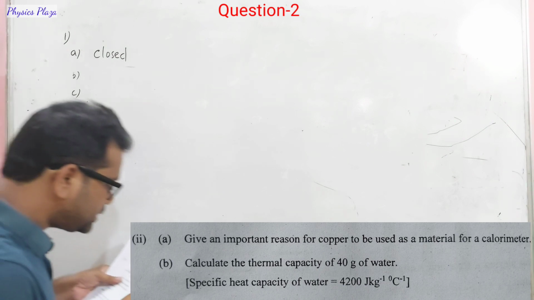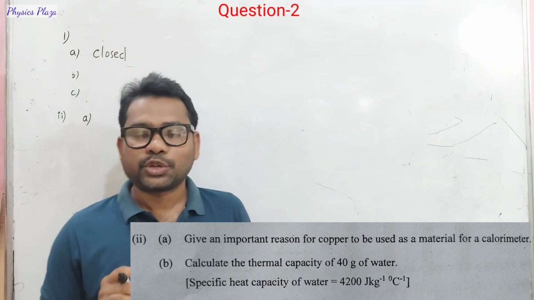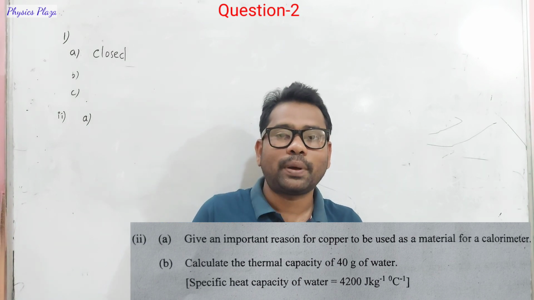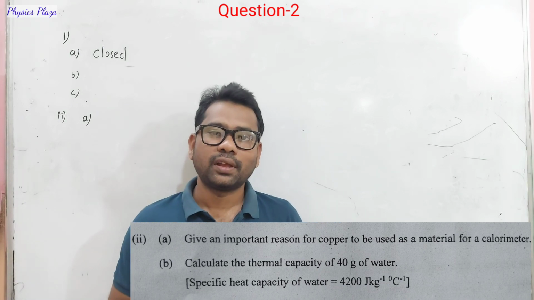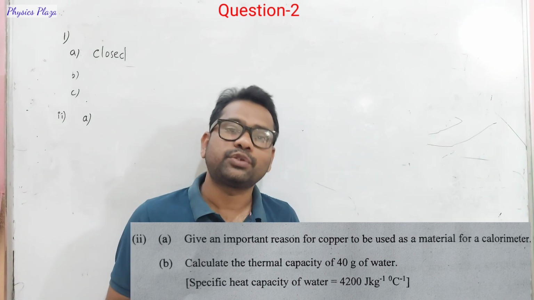Now the second question, bit A1. Give an important reason for copper to be used as the material for a calorimeter. Children, why are you using copper for the calorimeter? Because copper has low specific heat capacity. Actually, writing that is enough, you will get the mark. If you want to write more, you can write.